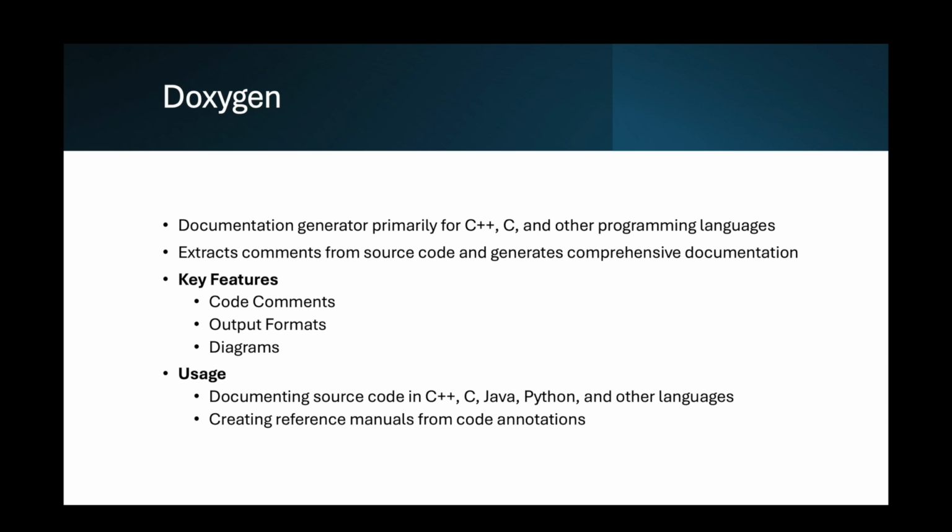Output formats support HTML, LaTeX, RTF, and more. And as for diagrams, it can generate diagrams for class hierarchies and dependencies, so it automatically does it for you. Now, usage is documenting source code in C++, C, Java, Python, and other languages. It's creating reference manuals from code and annotations. So that's what it can be used for.